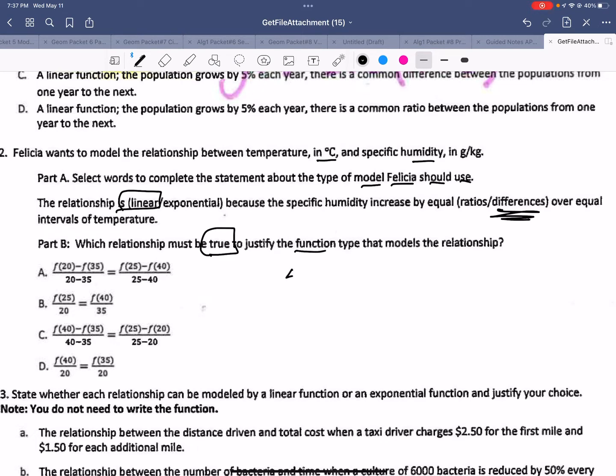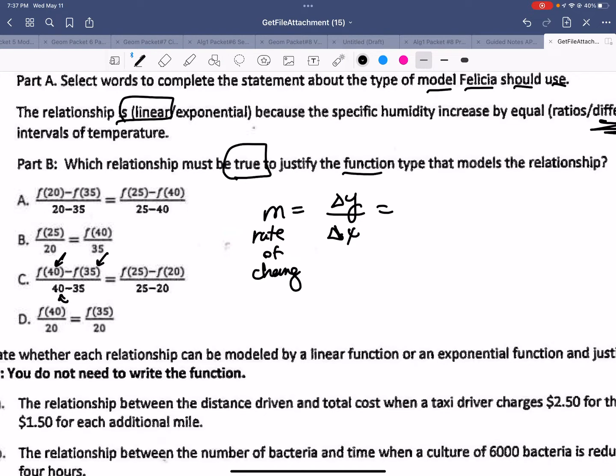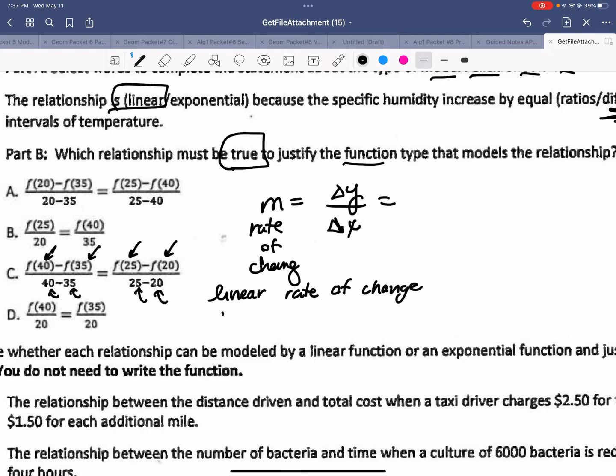That would mean that the rate of change, the slope, would need to be equal to the change in y over the change in x. So the change in y, it would be any y. So if we change these two here, if it is in fact linear, then the rate of change doesn't change. So if it's going up by 3 degrees every time, then it's got to go up by 3 degrees every time. So linear means the rate of change doesn't change.